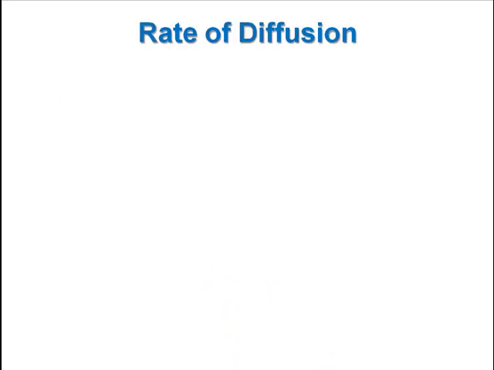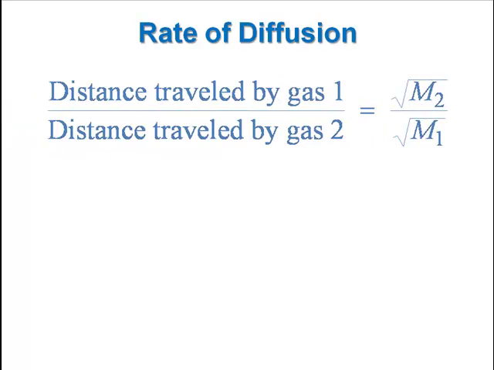In this case here, the rate of diffusion is proportional to the distance traveled by gas 1 divided by the distance traveled by gas 2. This is equal to the square root of the molar mass of 2 divided by the square root of the molar mass of 1.